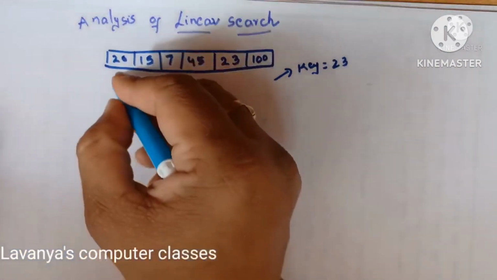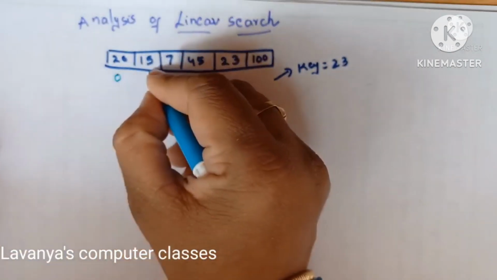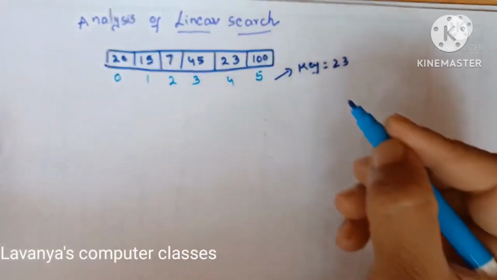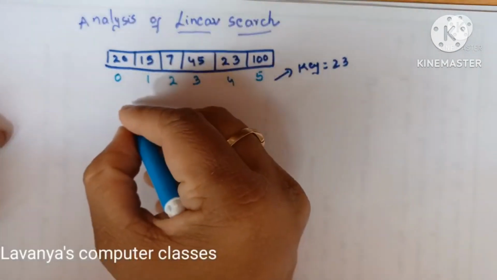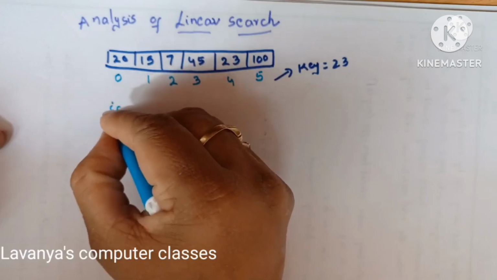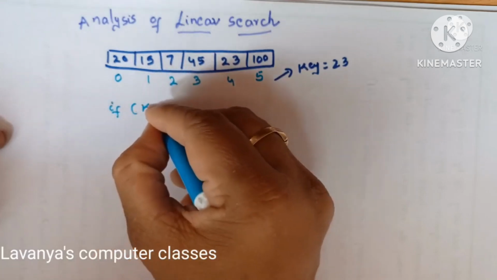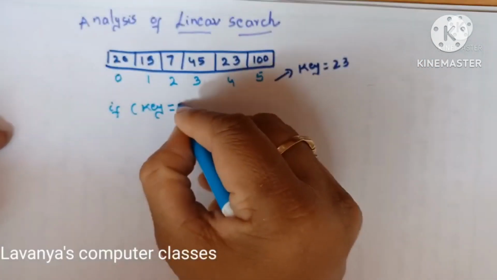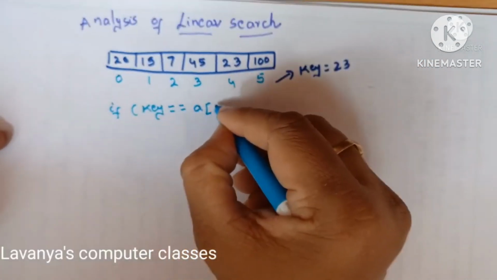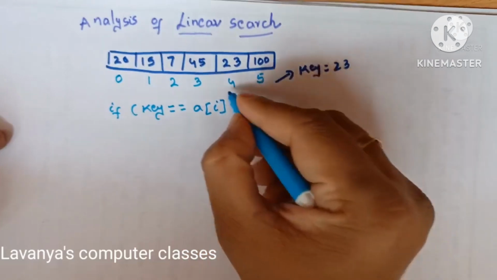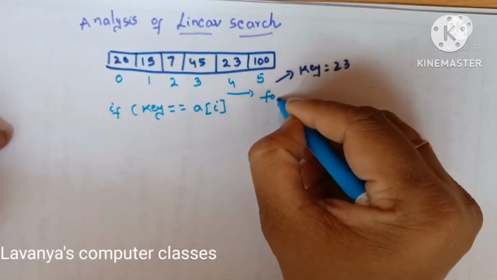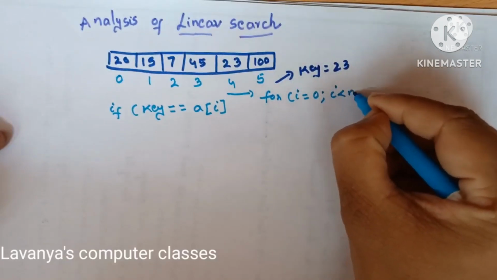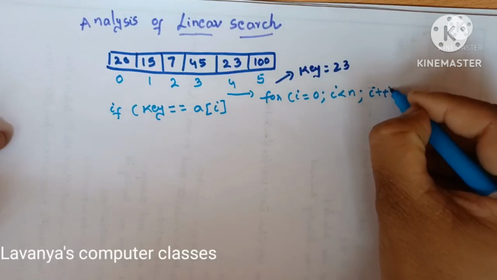So how can you search the element? This is the array elements. It starts from 0, 1, 2, 3, 4, 5. Totally 6 elements are there. So what is the algorithm for finding an element in this? What is the key element? Key element is 23. For I equal to 0, I less than n, I plus plus, this is the loop.